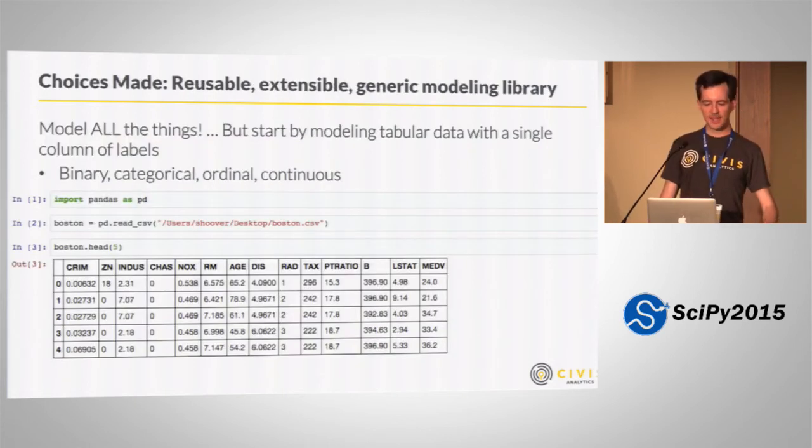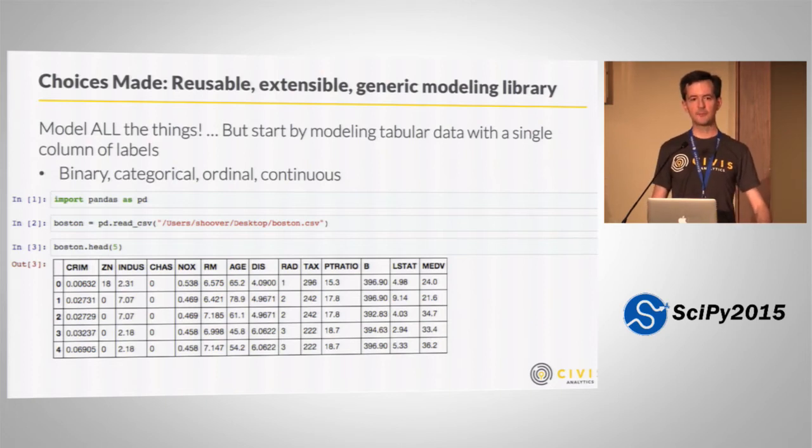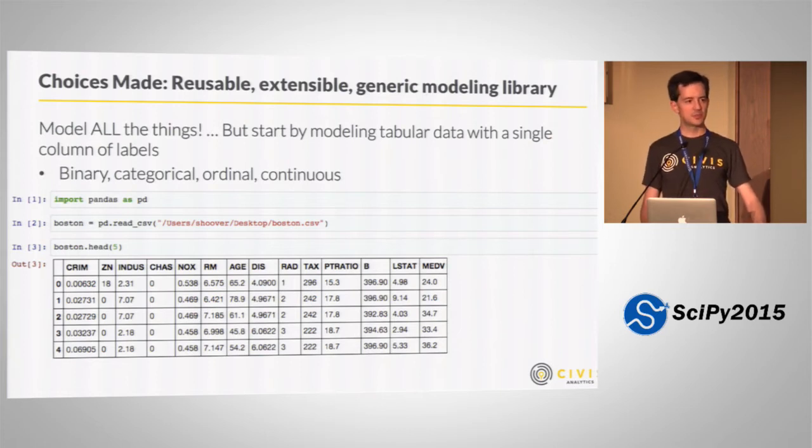Okay, choices made. The last of the choices made that I want to talk about. When you're designing a new project, you have to think about the scope of the project, and you have to think about what cases it's going to cover. At CIVIS, we want our library to be reusable. We, in particular, want it to be extensible because we want to build on this and add capabilities continuously in the future. And we want it to be, well, generic is maybe a bit too strong of a term.